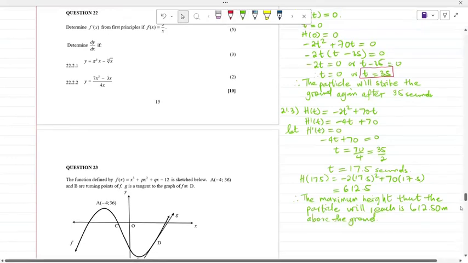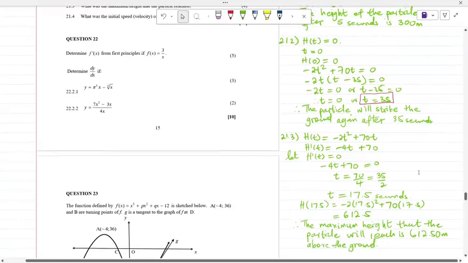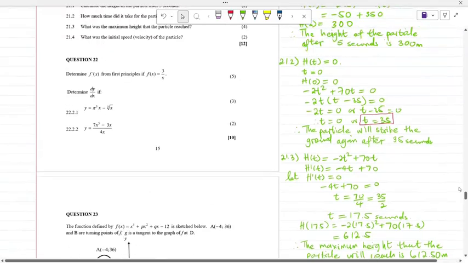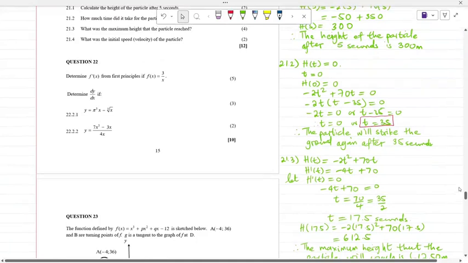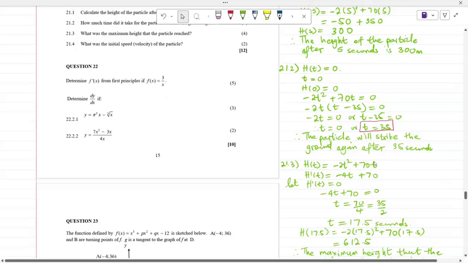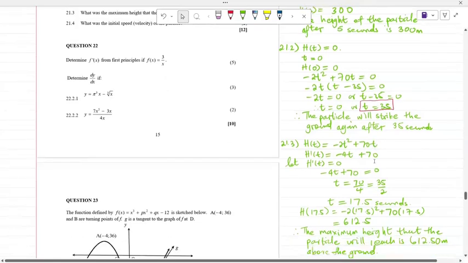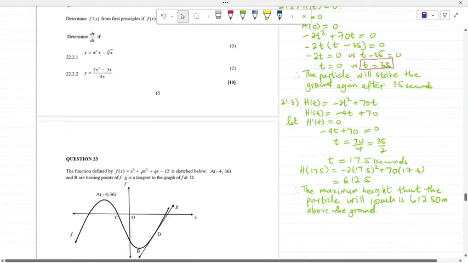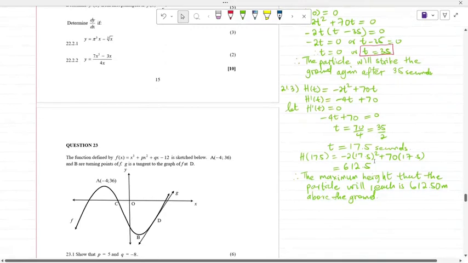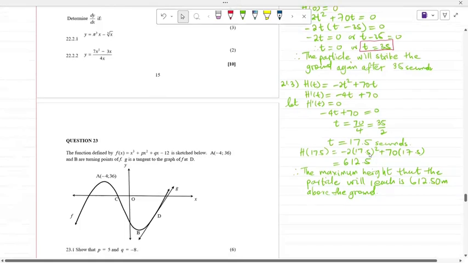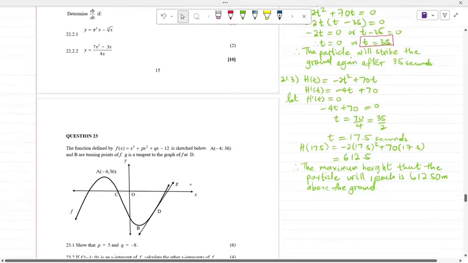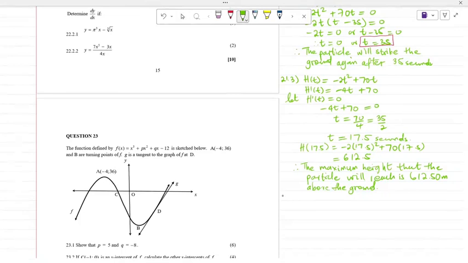Okay, that's 21.1, 21.2, 21.3. Then 21.4, they ask, what was the initial speed or the velocity of the particle? So this means I have to differentiate and find the derivative. In 21.3, I've already computed the derivative. So for 21.4, h prime of t gives me negative 4t plus 70.